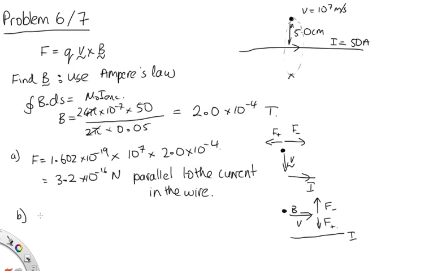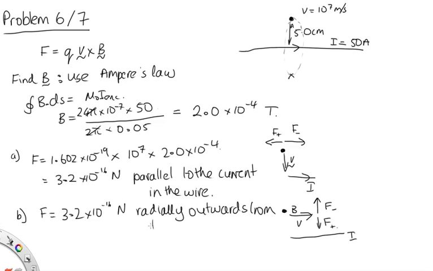And so the force, the magnitude is going to be the same, as we've got the same q, we've got the same v, and we've got the same B, and v and B are still perpendicular, so it will be 3.2 times 10^-16 newtons, and this will be radially outwards from the wire.